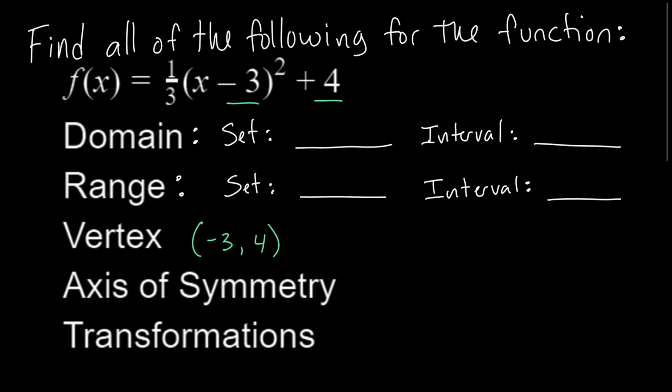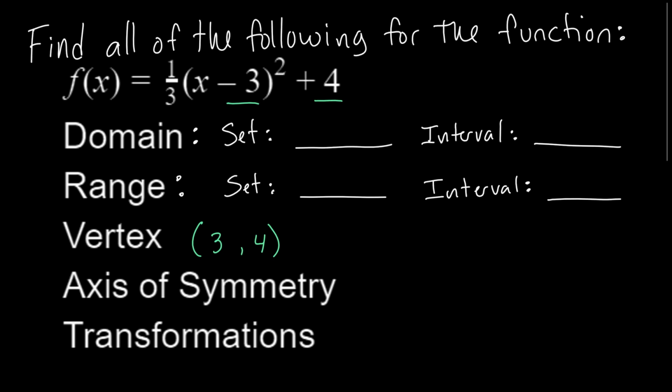So, inside parentheses is always backwards. So, if it says -3, our vertex, our x value is what? 3. A +3. And the 4, do I make that negative? Yeah, that's just right. 4, because it's outside the parentheses, is normal.